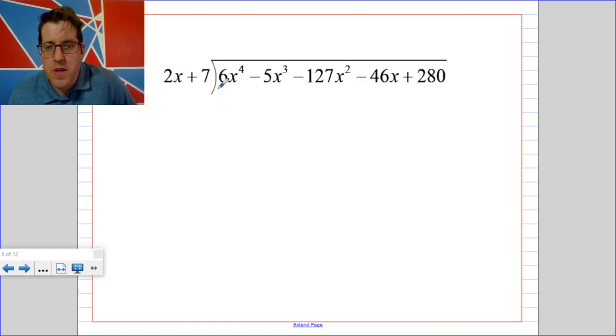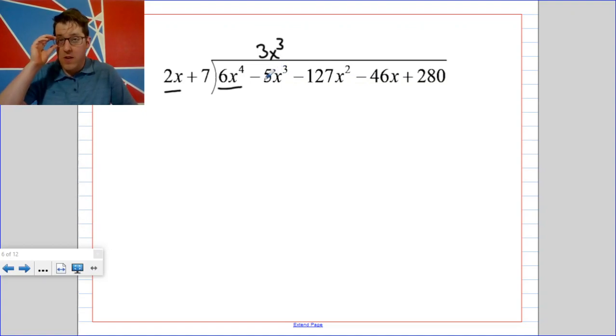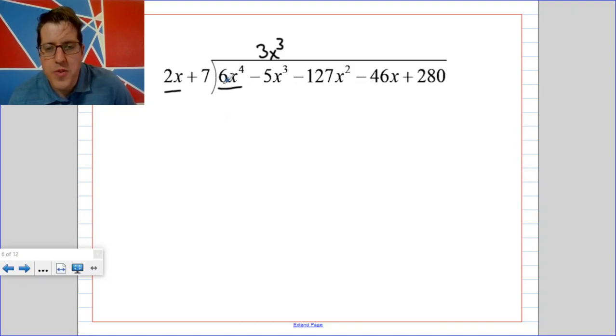So, we start by thinking about the 6x to the 4th and the 2x. What would I multiply 2x by to get 6x to the 4th? I would do 3x cubed. Notice how I'm putting that above my x cubes to try and stay organized? Okay, so multiplying that by my divisor, I would get 6x to the 4th plus 21x cubed.